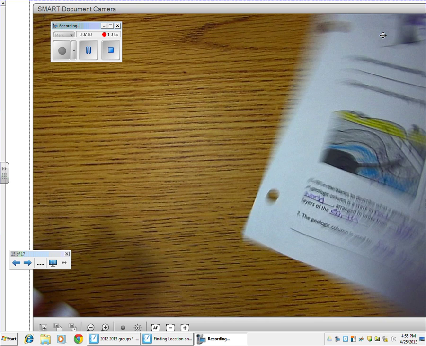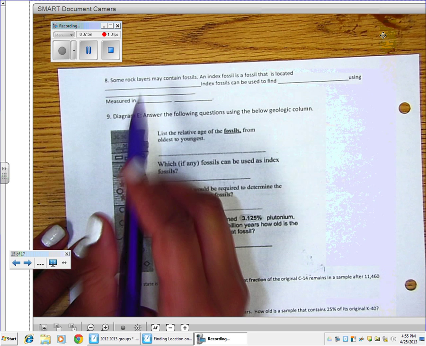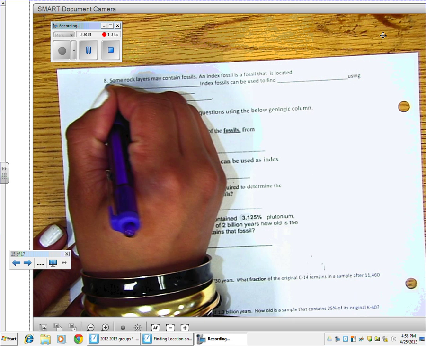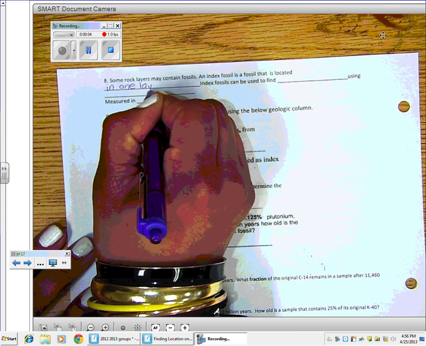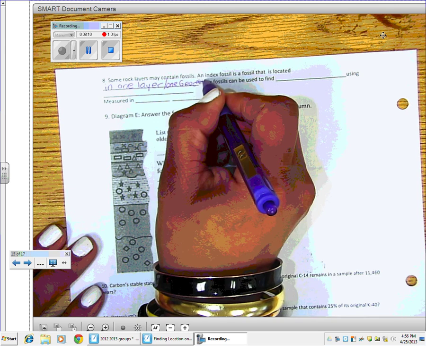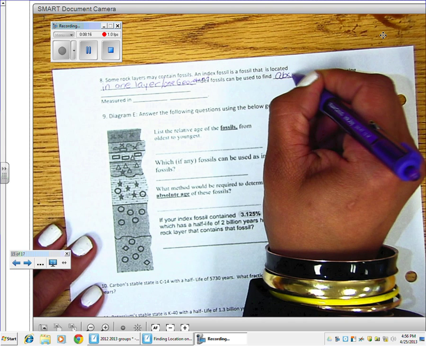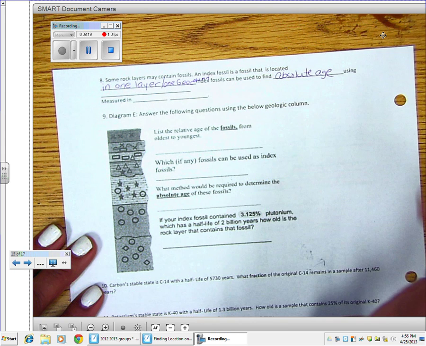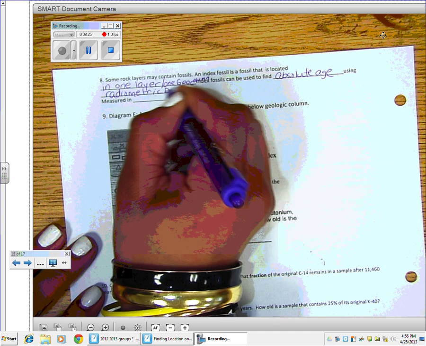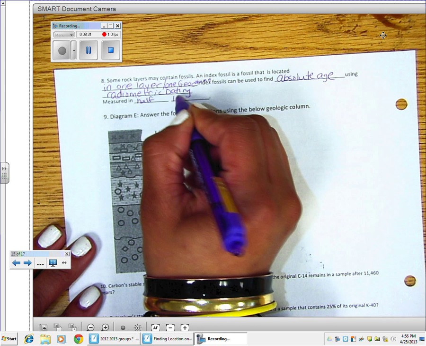All right, moving to the back. Some rock layers may contain fossils. An index fossil is located in one layer or one geocolumn. Index fossils can be used to find absolute age using radiometric dating, and they are measured in half lives.